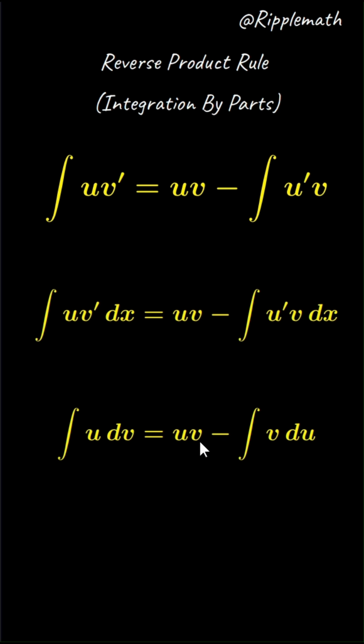And other people write it as integral of u dv equals uv minus integral of v du. I found that students who use this often get confused on how to use it, and it's a bit clunky. This seems to be much more efficient, and that's how I'm going to do it, okay?